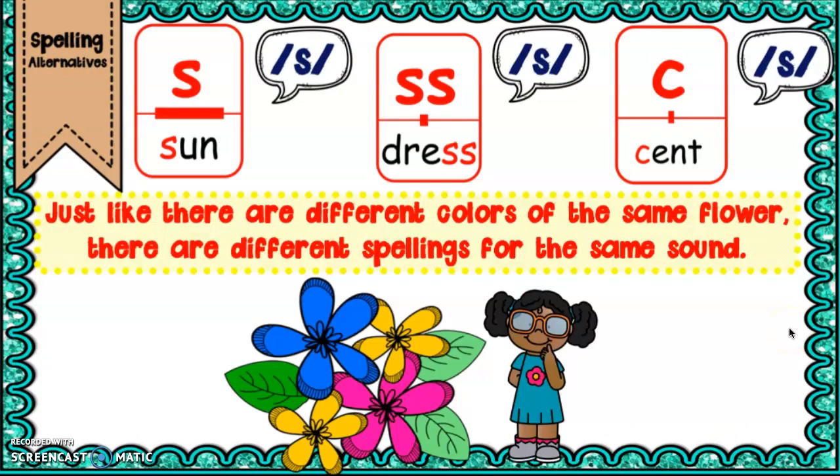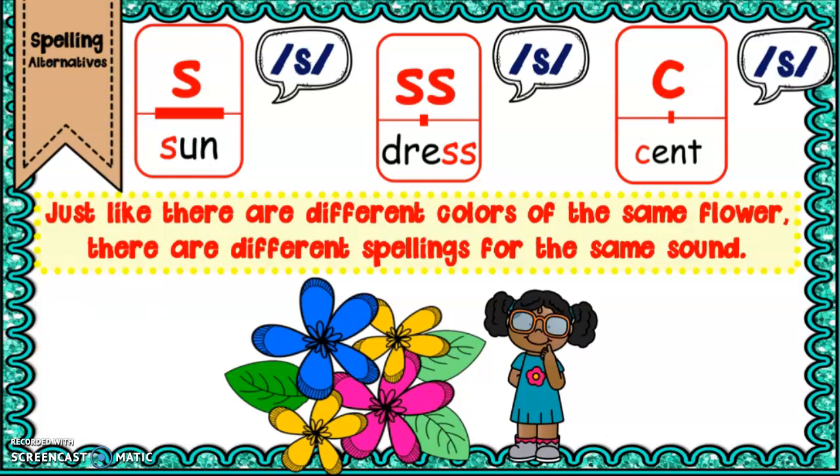Just like we have different colors on the same flower, there's also different spellings for the same sound. So today we learned that the S sound can be spelled 3 ways. Single S, double S, and C all make the S sound.